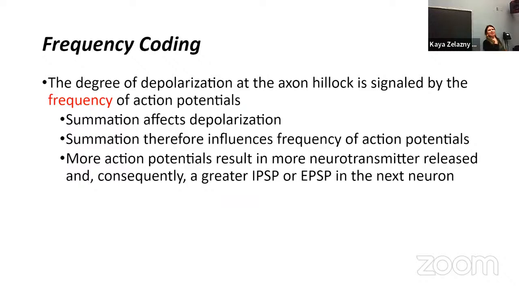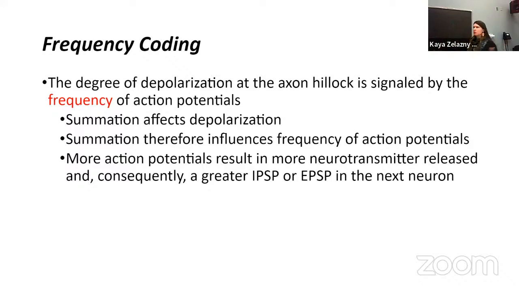Okay, one back. So for frequency coding, we are creating the potential for an action potential, an excitatory postsynaptic potential, or an inhibitory postsynaptic potential, preventing our next action potential by receiving a signal from our presynaptic cell. The degree of depolarization we get is signaled by the frequency of the action potentials. Basically, how many signals we're going to be receiving.